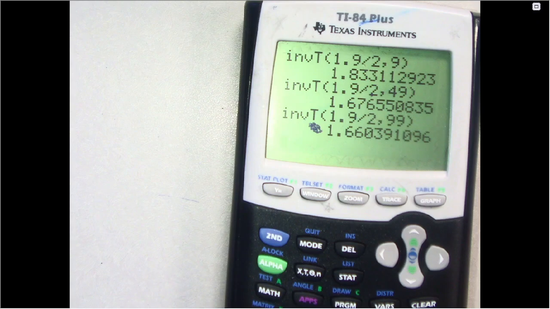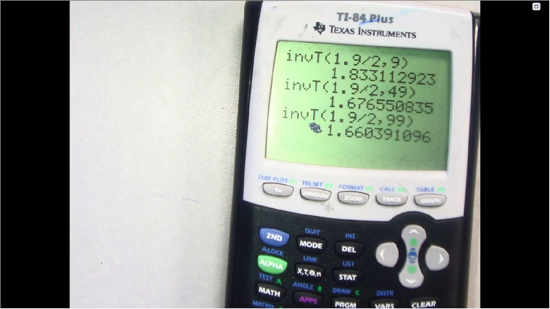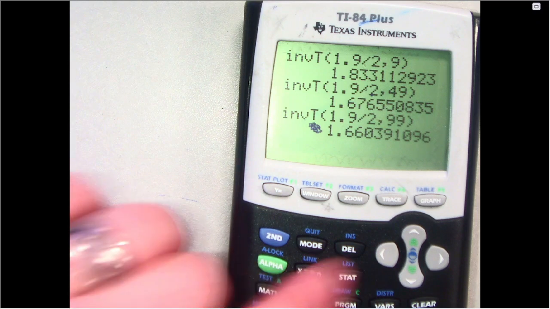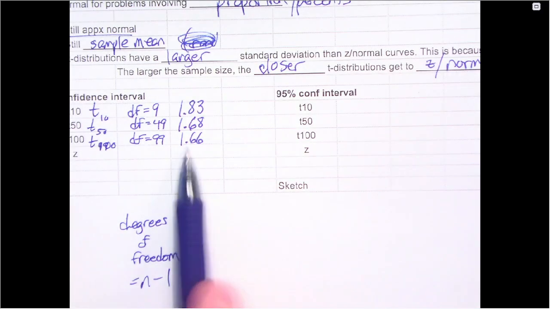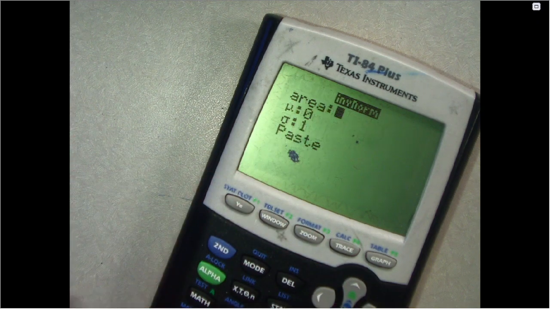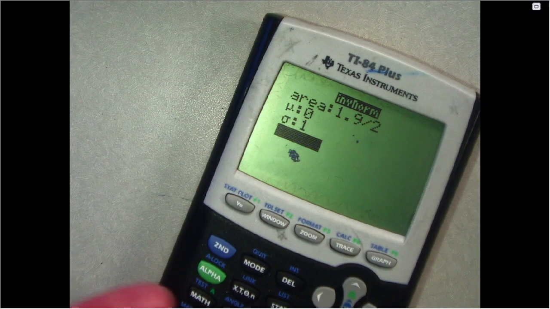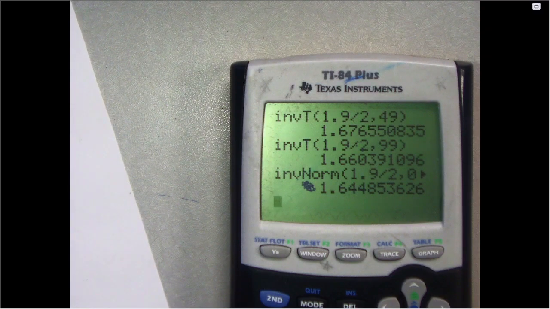Everybody get what I'm getting? Are we finding it? We're okay? Alright, so those are all t's. Now I want to do inverse norm. So inverse norm is a z statistic. But my claim is that the t statistic gets closer and closer to z as our sample size gets bigger. So our z-score I'm going to guess is like 1.65, 1.64, because it's getting closer and closer. So do inverse norm of 1.9 divided by 2. Yeah, that's like 1.645.